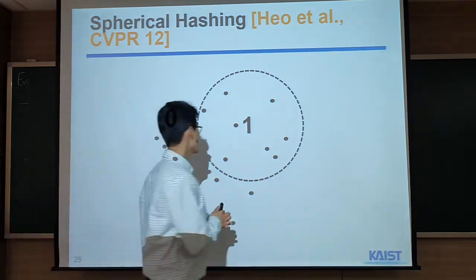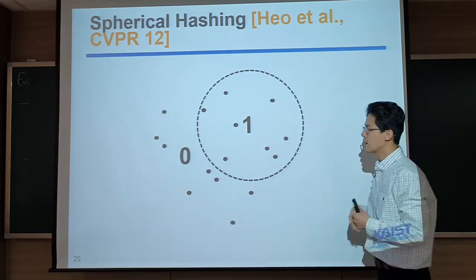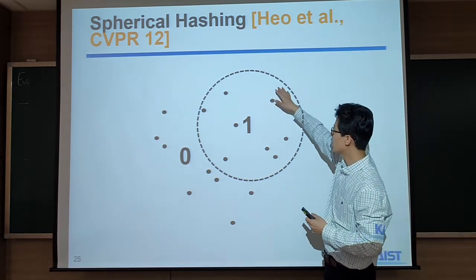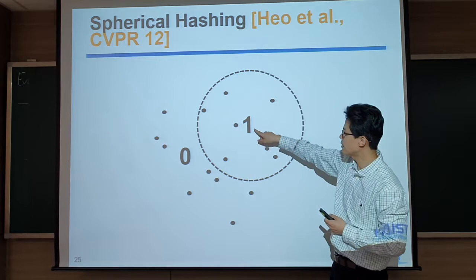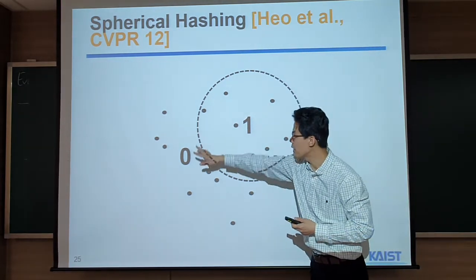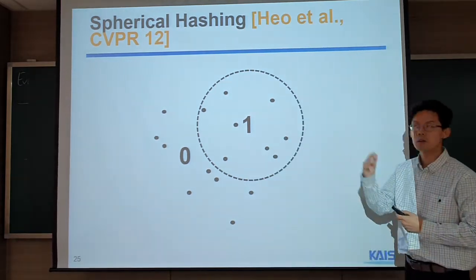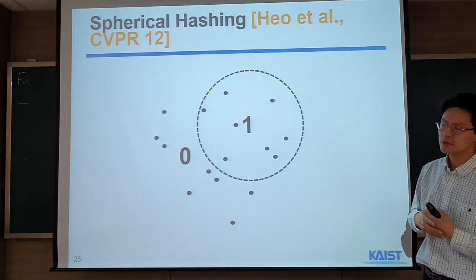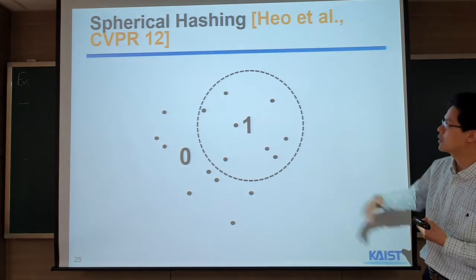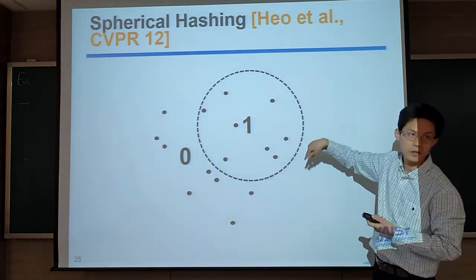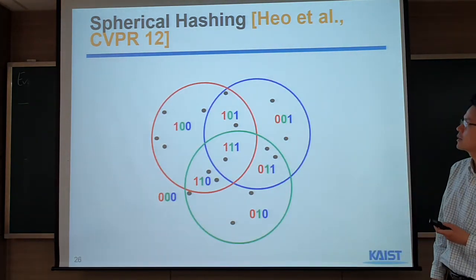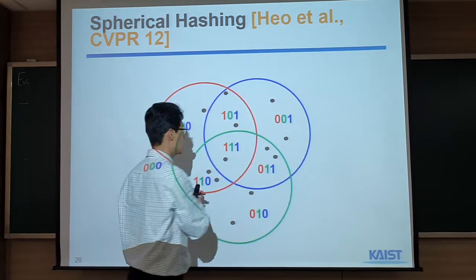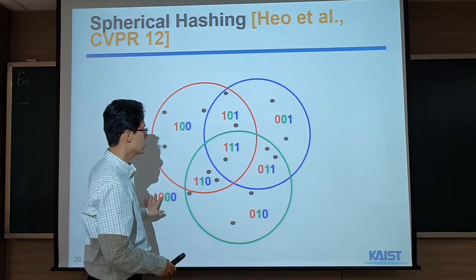In this case, we're just using a circle in the 2D case, right? And then all the points that are located within this circle have their bit value of 1. For all the other ones, we assign 0, right? This is the concept of the hypersphere. It's very similar to the hyperplane, but instead of the hyperplane, we're using the circle, the concept of the sphere, right? And then for the 3-bit case, we can use three circles.